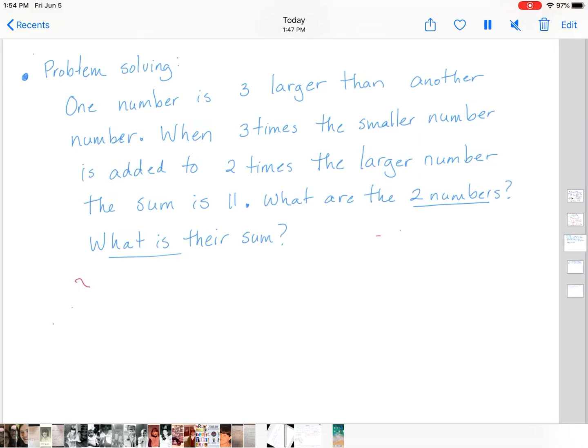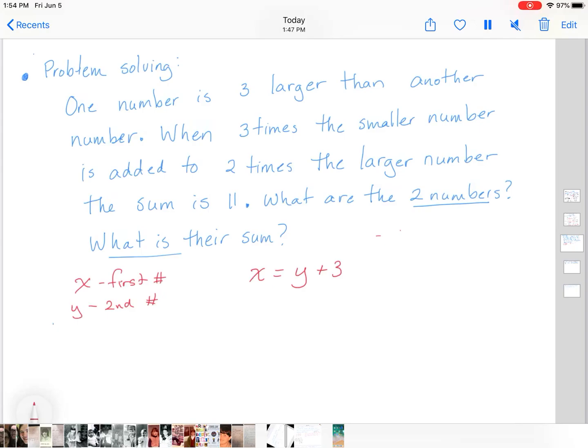So I like to use x and y. So x is the first number and y is the second number. Then we say one number is 3 larger than the other. So that means x is going to be y plus 3. That would assume that x is the larger number and y is the smaller number.